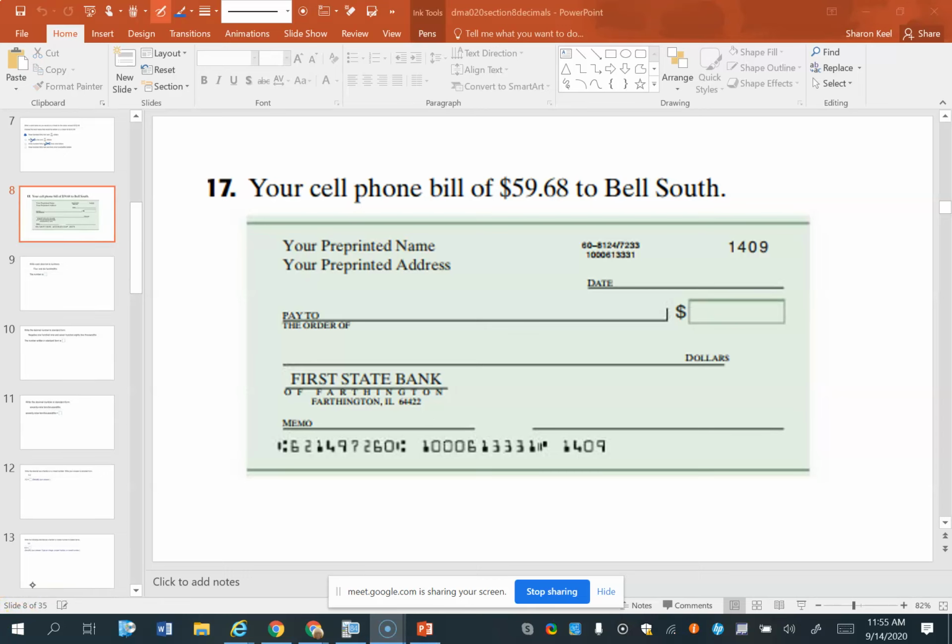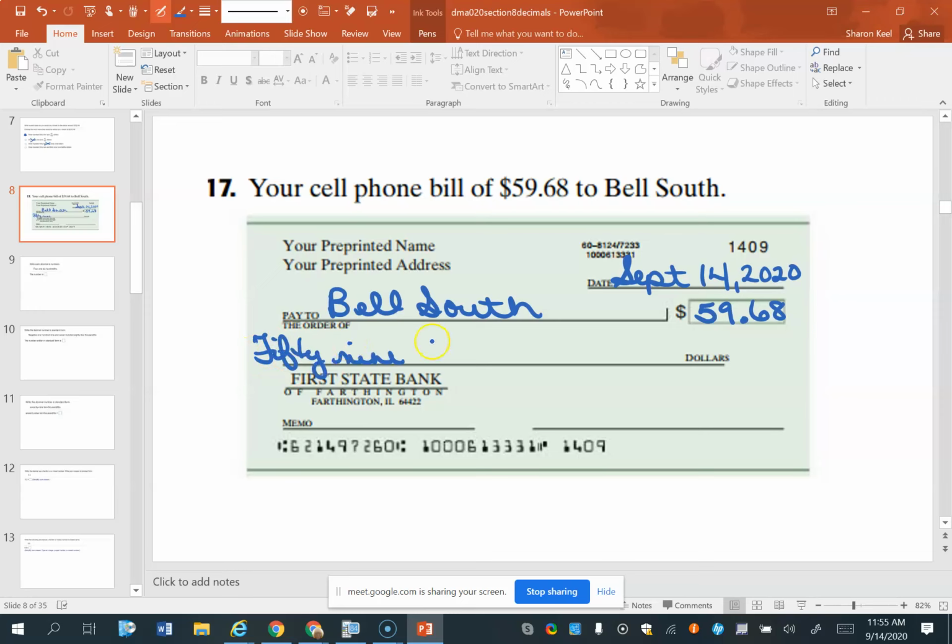This is a real application of when you use this. So when you're writing a check for my cell phone bill of $59.68 to Bell South, I would put my date. Today is September 14th, 20. You would fill in here who you're making it payable to, which is to Bell South. I would then include my amount, which is $59.68. We write that as a decimal. Here on this line, I would write 59 and then I would do 68 over 100, squiggle some marks here. I'd make a memo. This is for my cell phone. And then we would sign it with our signature. Okay?